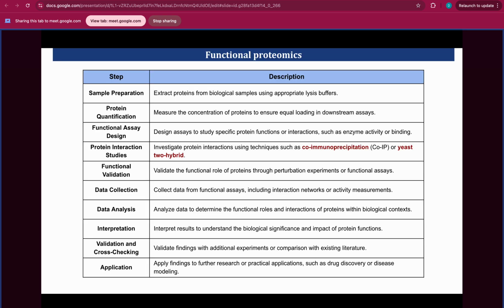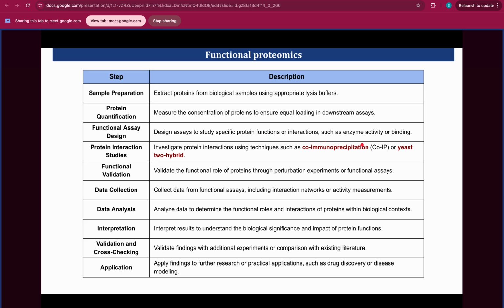Similarly comes functional proteomics. When we are trying to study the function of a protein, we call it functional proteomics. In this case also we obtain the sample. It depends from where we are obtaining. Then we go for the quantification. Now we have to perform the functional assays. So we design assays depending on what kind of analysis we want to do. We can go for identifying the protein-protein interactions, or we want to look for the enzyme activity. Enzymes are also proteins. So if I want to look for the enzyme activity, then also I'm dealing with proteins only.